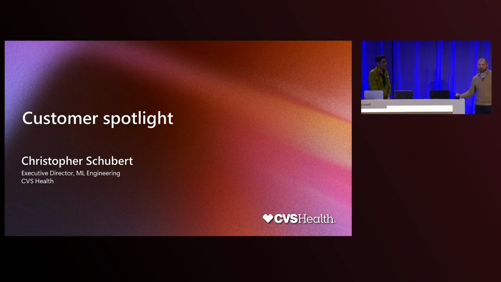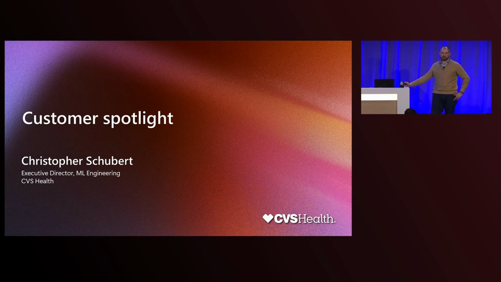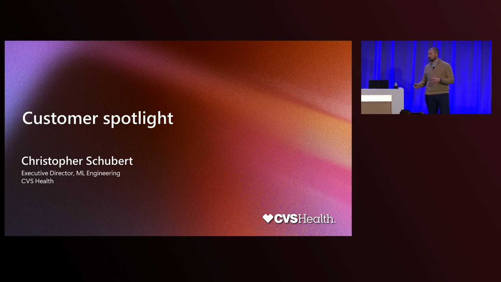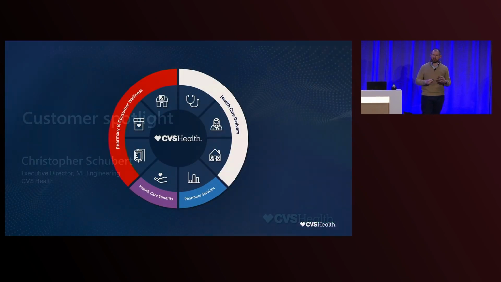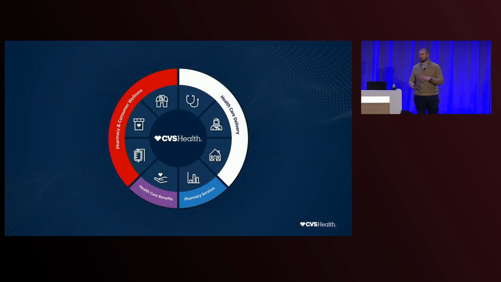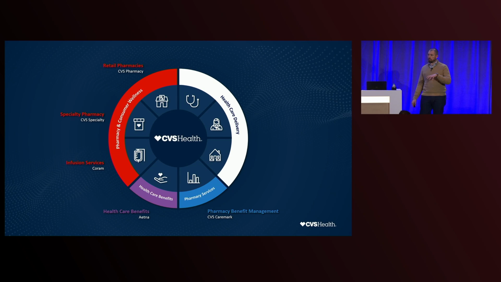Thank you. I'm Christopher Schubert, Executive Director of Machine Learning Engineering at CVS Health. I'm here to talk today about how we are transforming unstructured patient information into actionable insights that clinicians can use to both understand a patient's history and take clinical action to improve patient outcomes. You may know CVS Health from our retail pharmacies. We have 9,000 locations around the country, but there's also our specialty pharmacy, infusion services, our healthcare and pharmacy benefits, and the focus of our talk today is really healthcare delivery services.